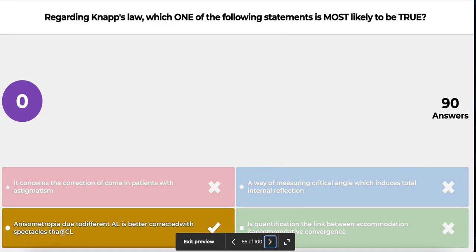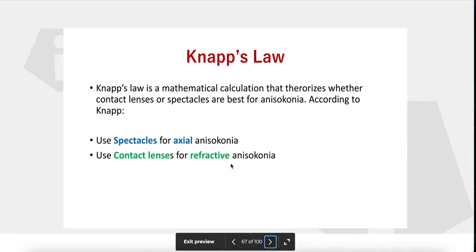Knapp's rule is a rule made by a scientist called Knapp. He made a mathematical calculation regarding anisometropia and aniseikonia. If the patient has aniseikonia, what will be the best method to correct it? How to decrease the aniseikonia to the minimum? According to Knapp, he has a theory that if we use a spectacle for axial anisometropia, this will result in the least aniseikonia. And if we use contact lenses for refractive anisometropia, this will result in the least aniseikonia.